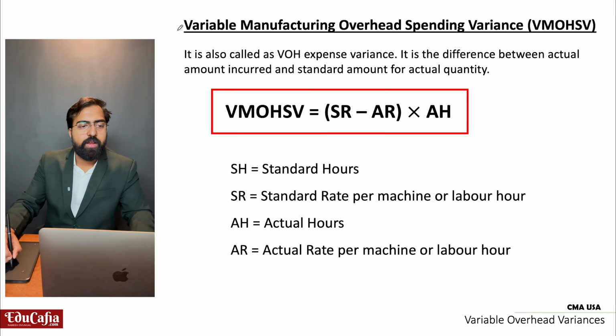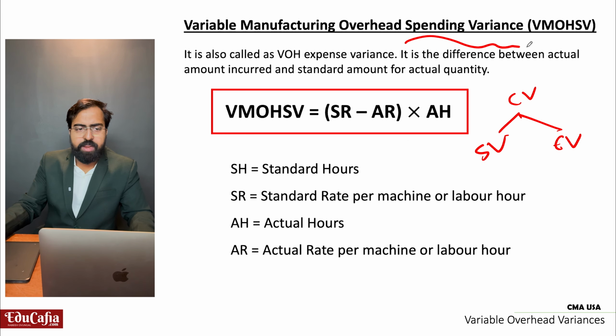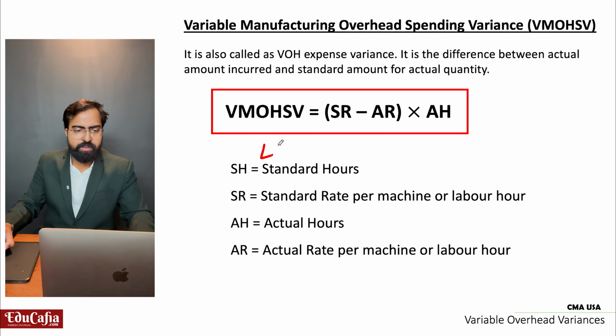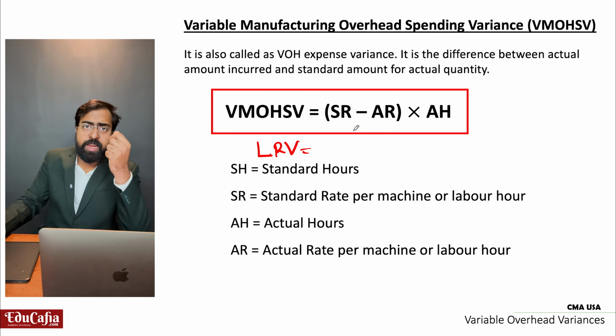Next, we know that cost variance is converted to spending variance and efficiency variance, right? So next one, spending variance, variable manufacturing overhead spending variance. Spending variance is the same as labor spending variance, or labor rate variance. Labor rate variance we know, right? What is labor rate variance? How much rate difference is there for giving to the labor?